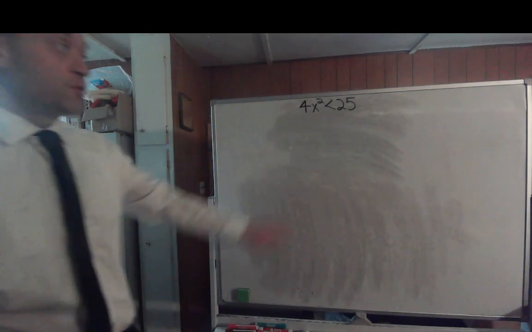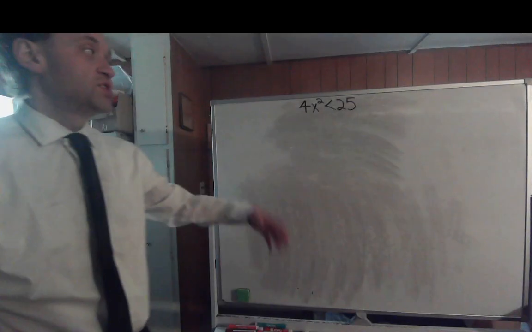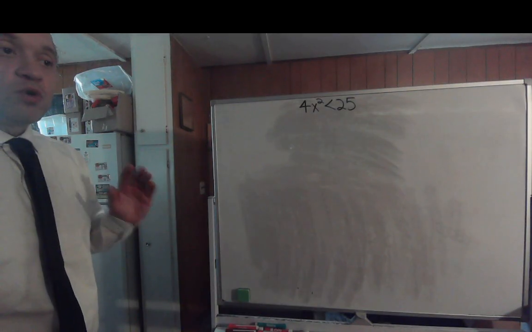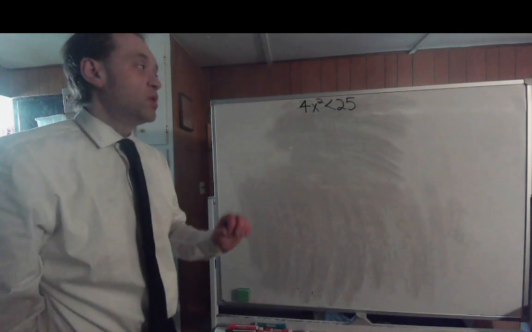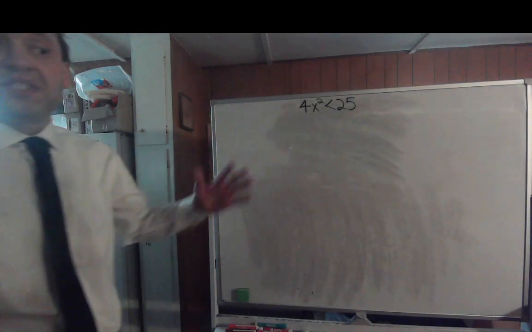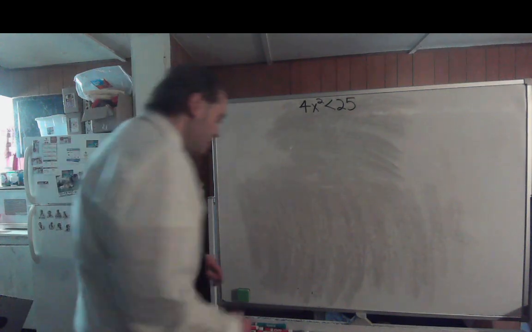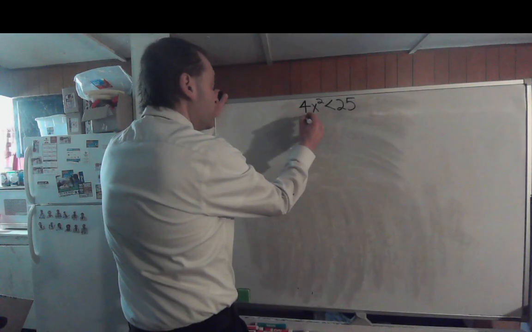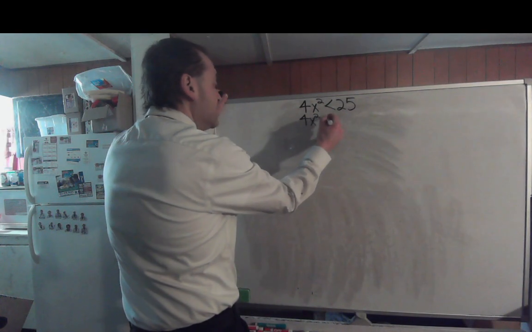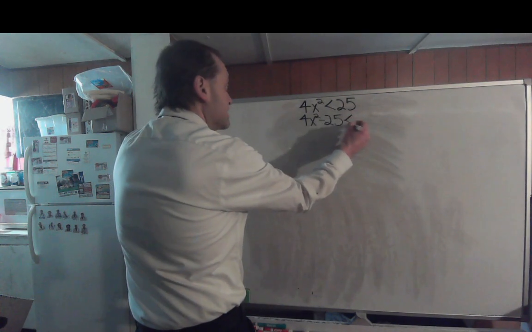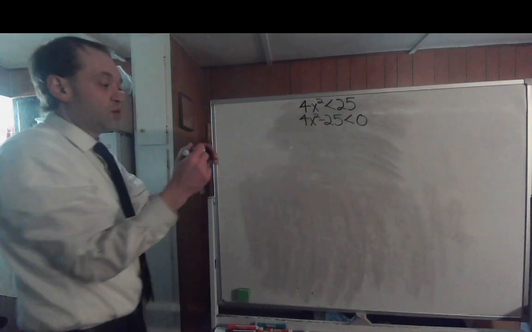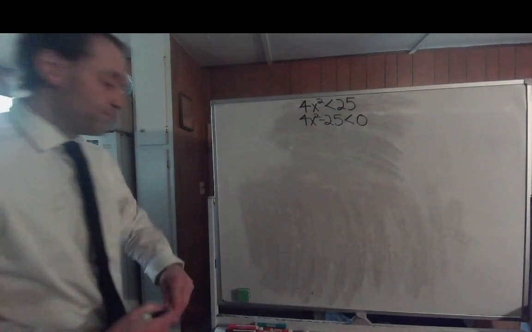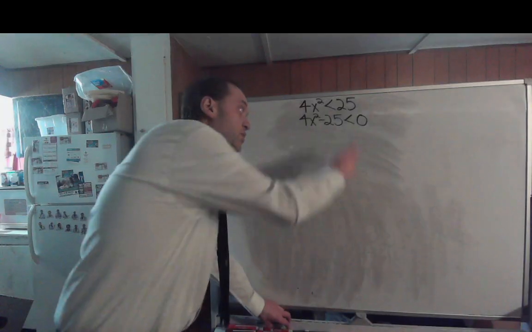Now, if it were just 4x squared equals 25, we could solve this by doing the square roots method. Whenever you have an inequality, you always want the right side of the inequality to be 0. Always. So first thing I'm going to recommend is now we turn this into 4x squared minus 25 is less than 0. Now we have an inequality we can work with. 4x squared minus 25 is less than 0. Well, here's the thing. We have no equal component.